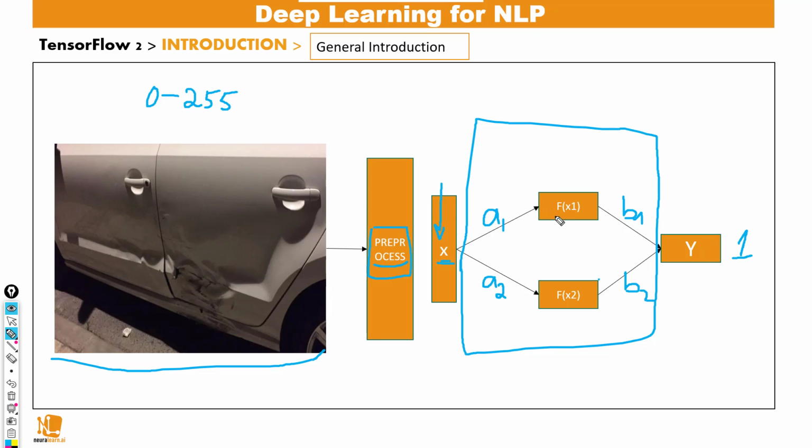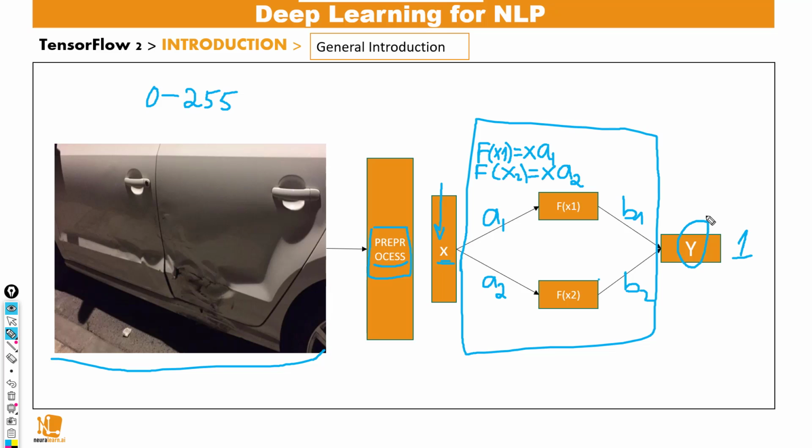So the way we get this f of x1 is simply: f of x1 equals x, this input, times this constant a1, which gives us f of x1. And then f of x2 equals x times the constant a2. Now notice how we have for each path its own constant. So here we have f of x1, f of x2.